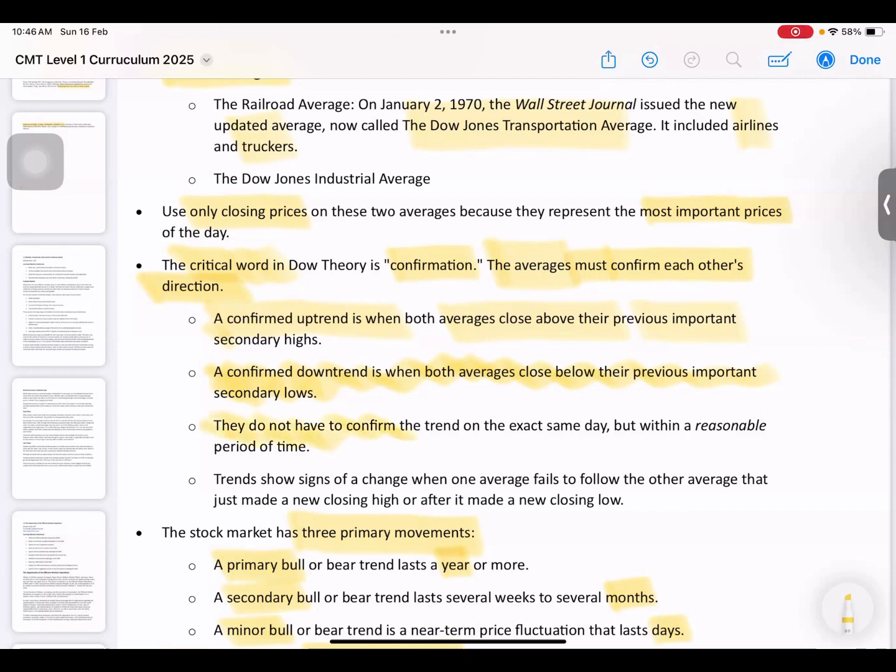They do not have to confirm on the exact same day, but within a reasonable period of time. Which means that if industrials make a new high, Dow transports don't have to make a new high today. It can make it next week or about 15 days later also, and it will still confirm these two indices. So it is not exactly on the exact same day.